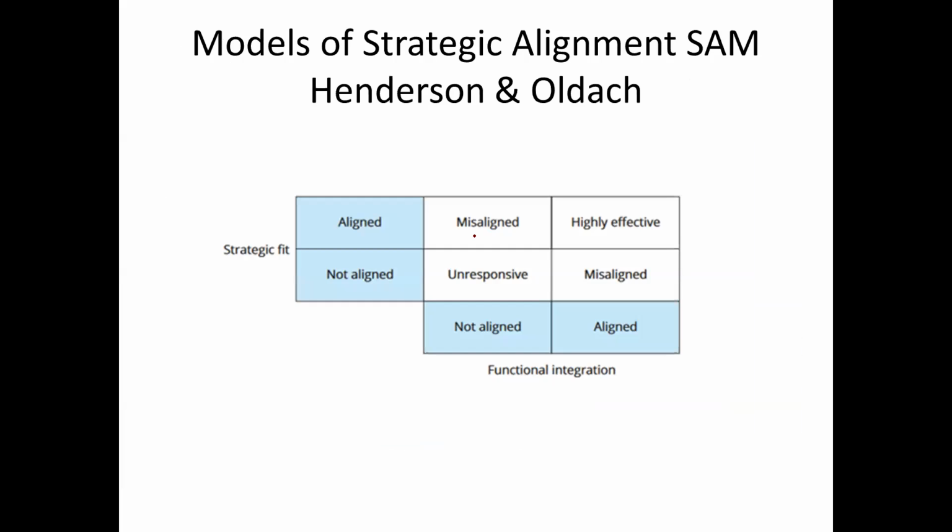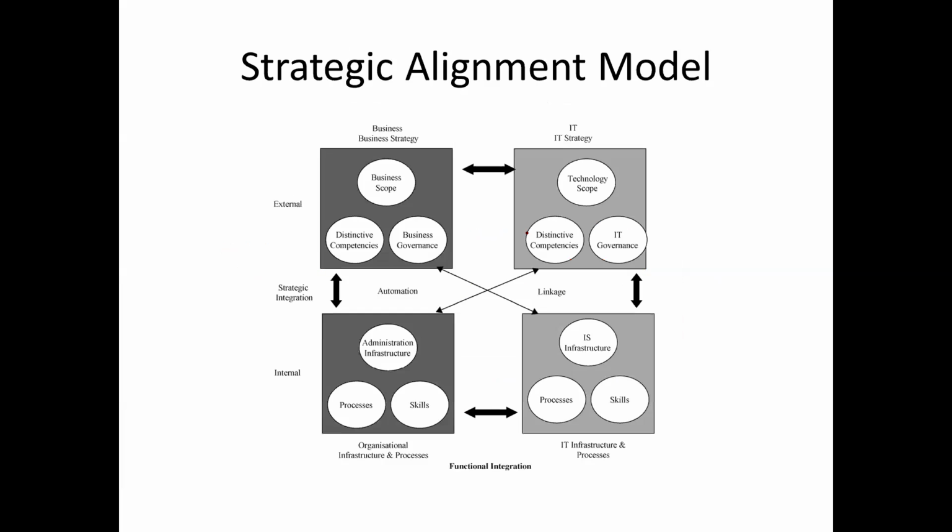Right, now we're on to the interesting thing. The study guide shows SAM, the strategic alignment model. And the strategic alignment model from Henderson and Oldak shows strategic fit versus functional integration. And there's a rather stupid diagram here that says if that's aligned and that's aligned, then it's highly effective. Well, it would be if they're both aligned. And if you get anything else, it's misaligned. That doesn't really help you. All right, the true model then is there.